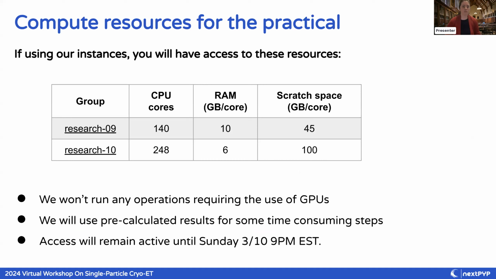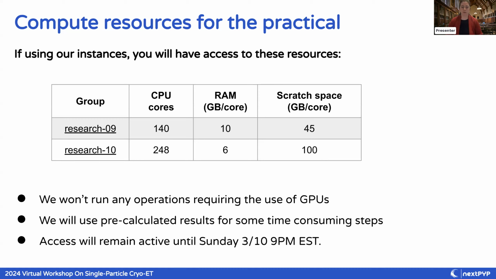The compute resources that people are going to have for the practical, if you're using our instances, you'll have access to these resources. Either you'll be on instance number 9 or instance number 10, and those have slightly different allocations, but we've included those in the chart here.